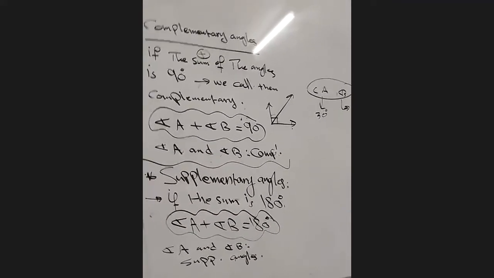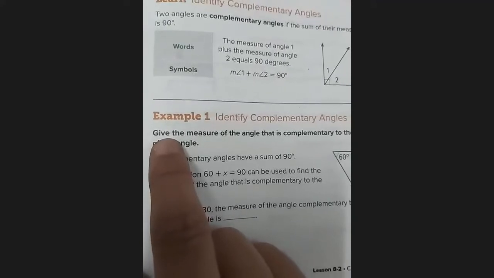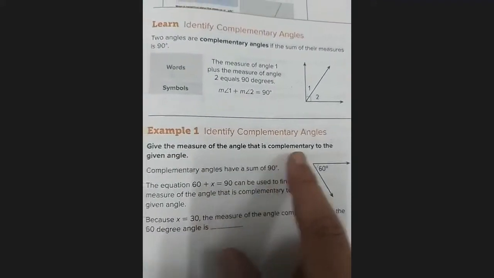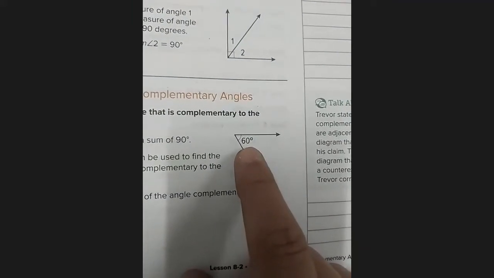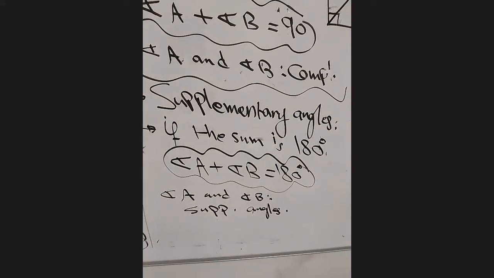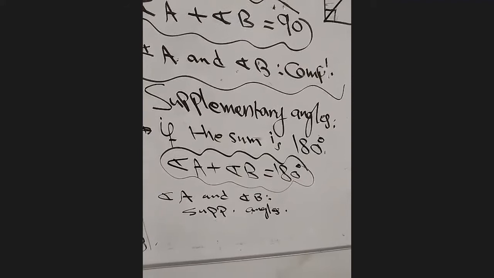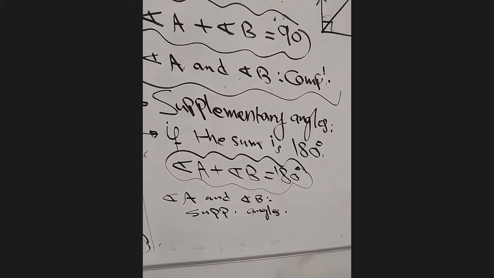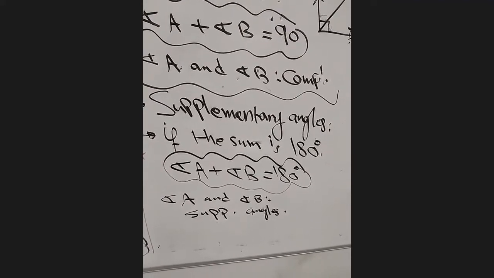Yes. Let's go to example 1 down here and read the example. Give the measure of the angle that is complementary to the given angle. How much is the given angle? 60. What is the complementary of the 60? Measure of angle 1 plus measure of angle 2 equals 90. Okay. Now measure of angle 1 is 60. What should the complementary be?